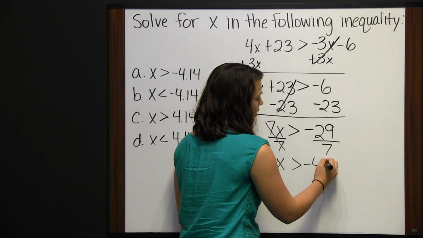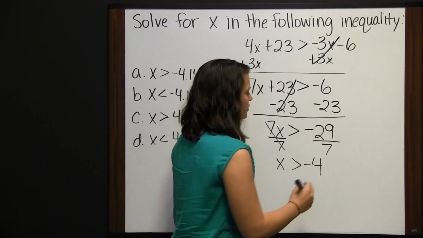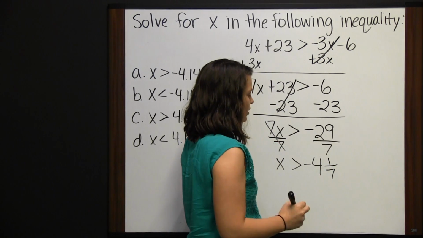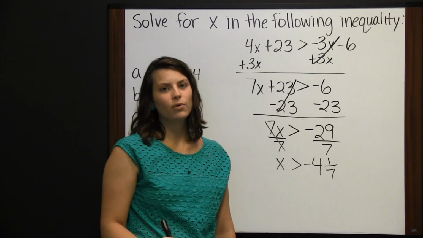So it's negative 4. 4 times 7 is 28. So that means that there's 1 left over out of 7. So it's negative 4 and 1/7. X is greater than negative 4 and 1/7.